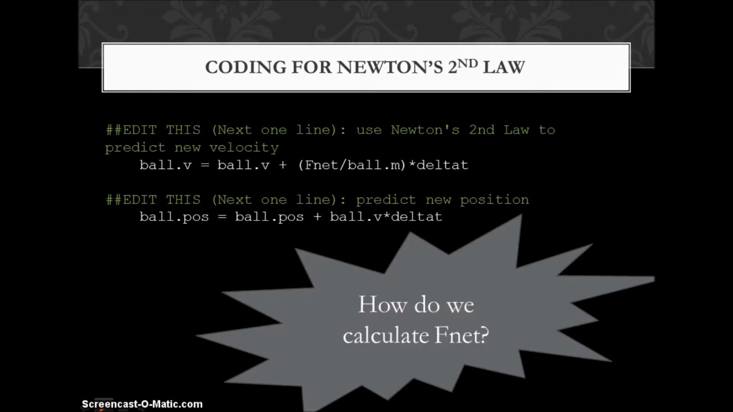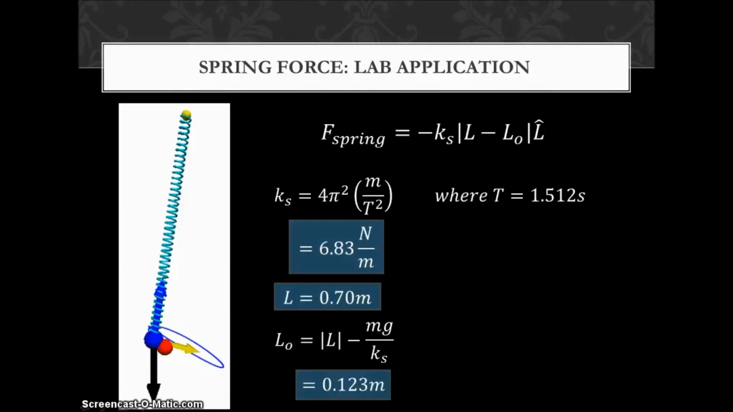But it may still be unclear how we find the net force. To find F net, we need to add up all the forces acting upon our spring mass system. The first force acting on our system is the spring force. This force is calculated by multiplying the spring constant K sub s by the amount the spring was stretched from its length at rest, in the direction L hat that restores the spring to its original state. These calculations were done using the data extracted from my video in Tracker.